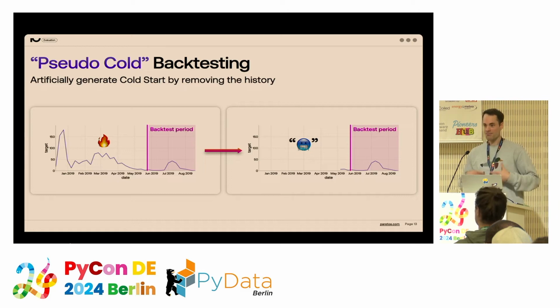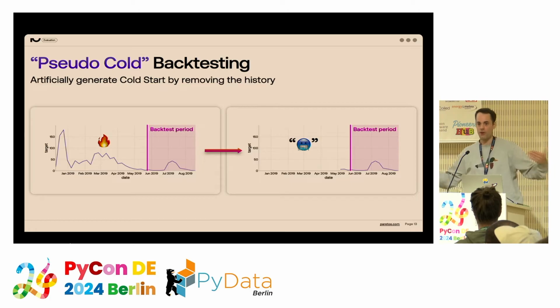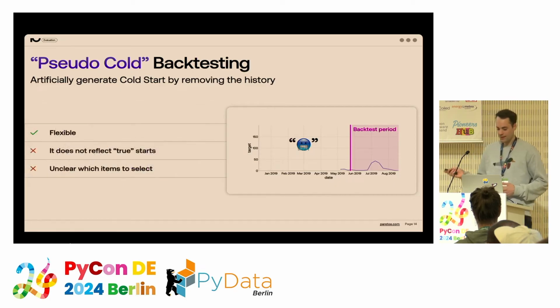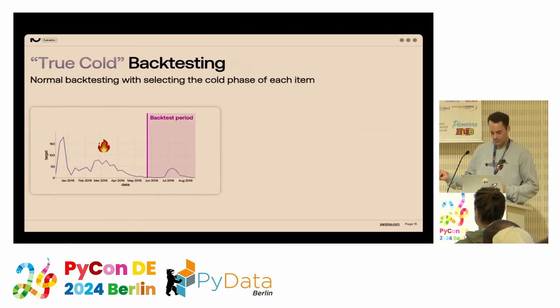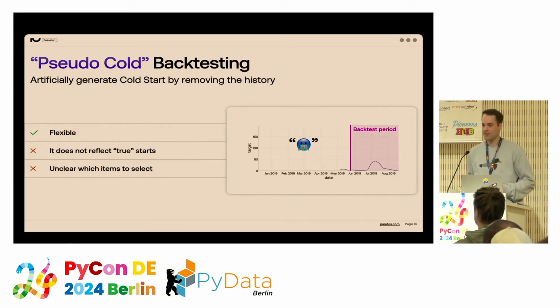And now I have a testing sample to work with, right? I can do my cutoffs here. I don't have really much data in the past, and I have backtest samples that look like cold start data, artificially generated. So that's obviously something that you can do rather easily given your data, just chop some things away. So this is an approach that's generally very flexible and straightforward.